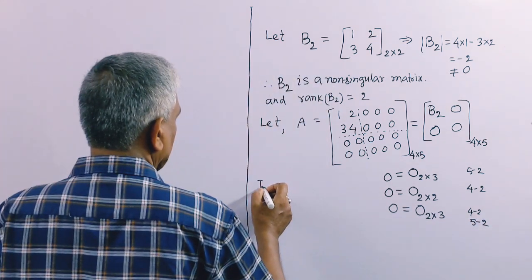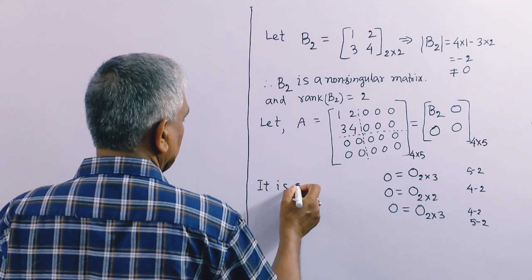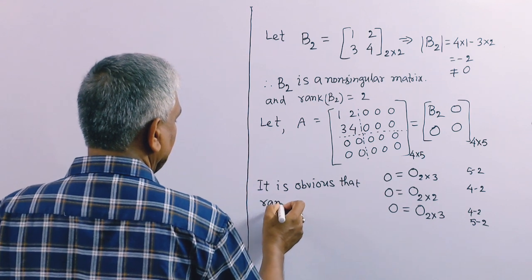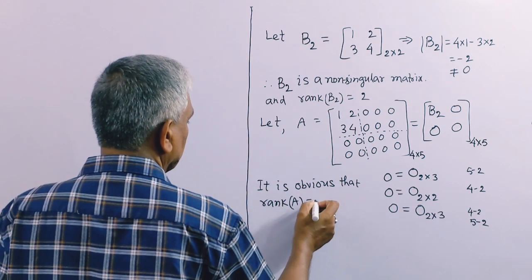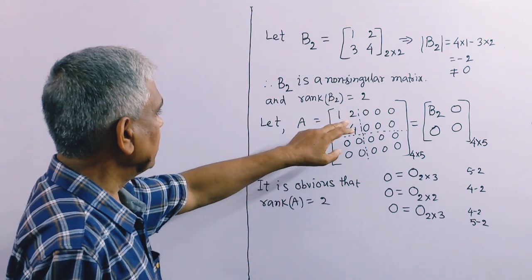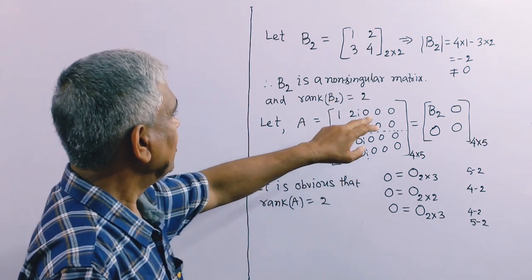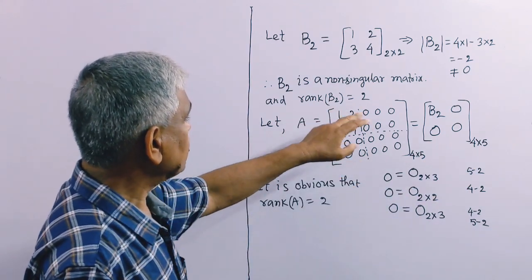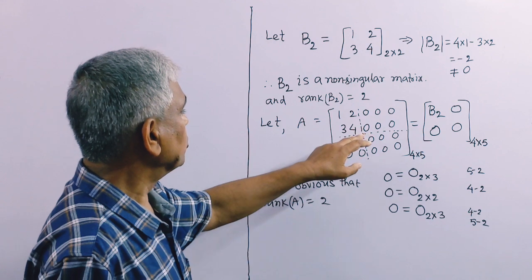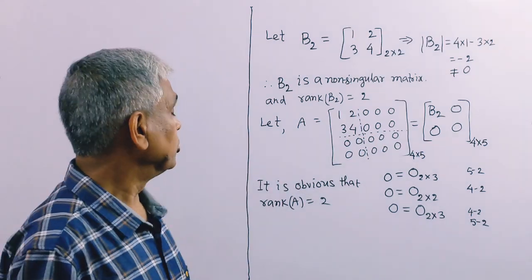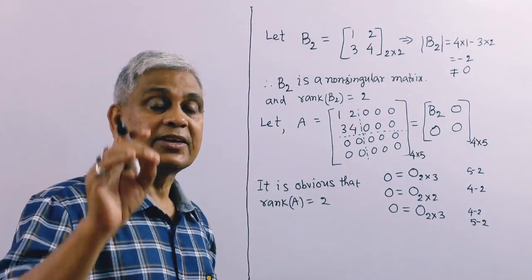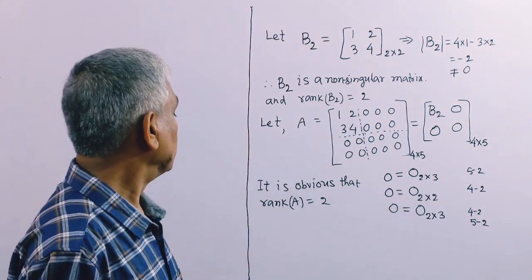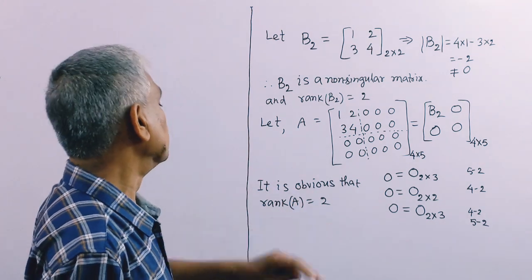Here it is obvious that the rank of A is 2, because this 2 by 2 matrix gives the determinant minus 2, not 0, and the submatrices of order greater than 2 give determinant 0. So all submatrices of order more than 2 give determinant 0. So the rank of A equals 2.